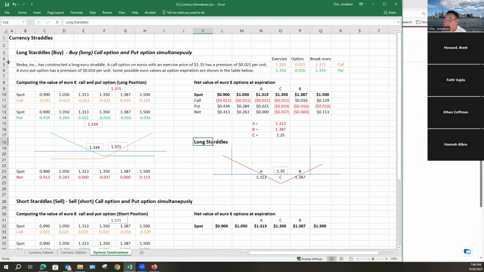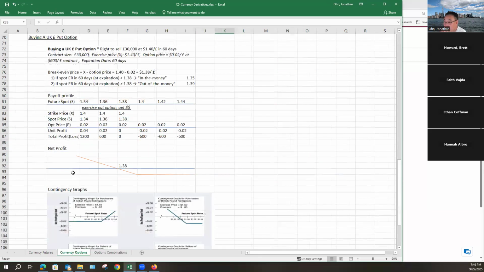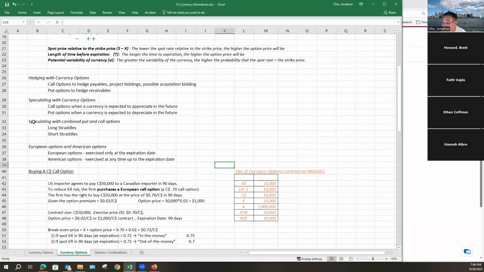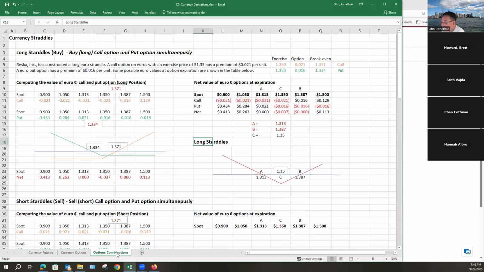Now we go back there. It says speculating is done with combined put and call options. One is the long straddle. That means this is one trading strategy for these speculators, the investors, by combining put and call options. That's the long straddle. We got this long straddle.